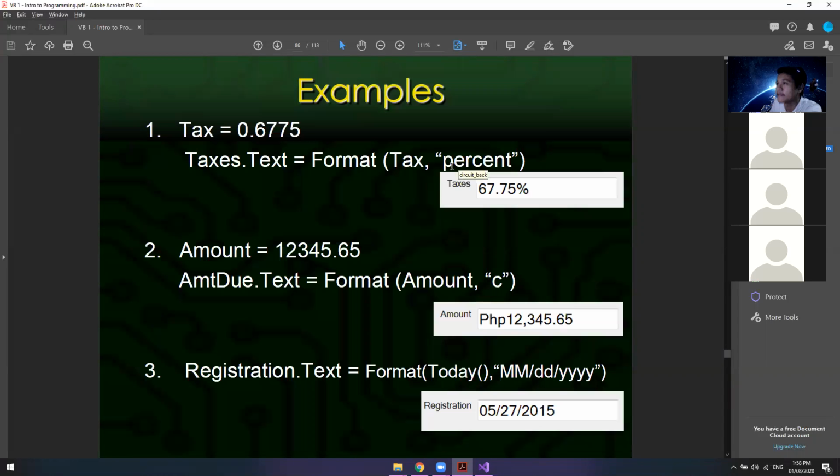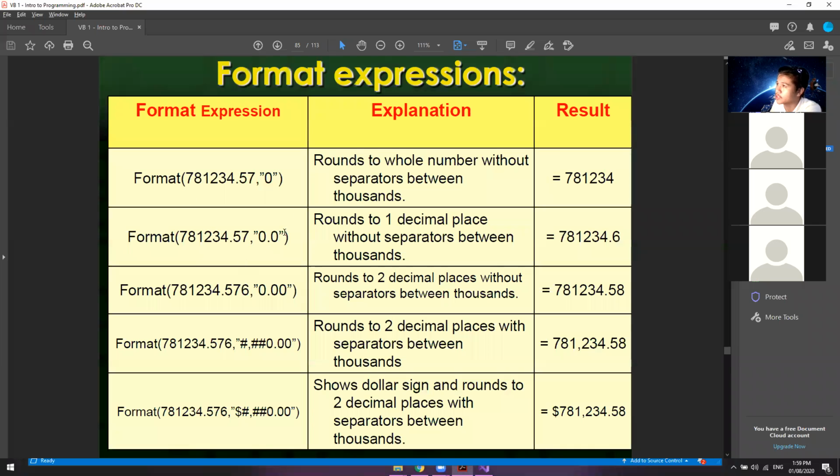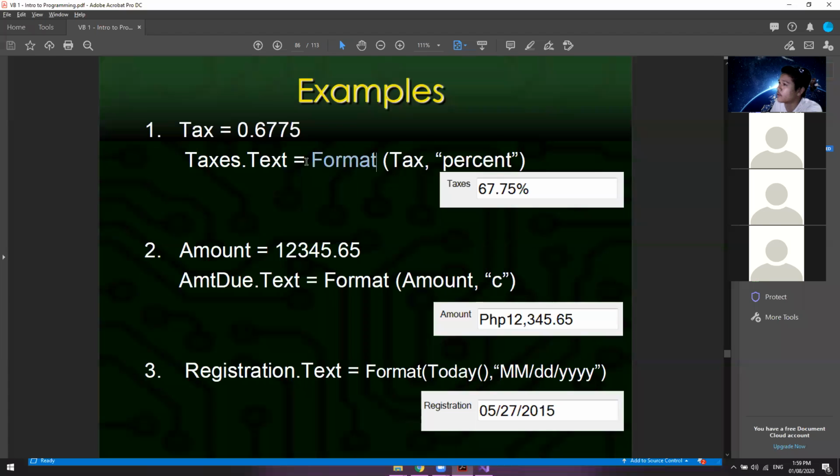Okay? So, another example. So, percent naman tayo. So, we have here a variable tax wherein the value of this one is 0.6775. And then we have a text box equal to format. So, kapag magpo-format kayo, pag gagamitin nyo itong format expression na to, so always start with format and then close and open parentheses. Followed by the variable.